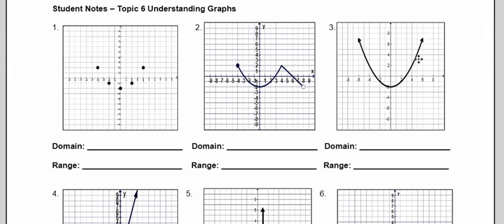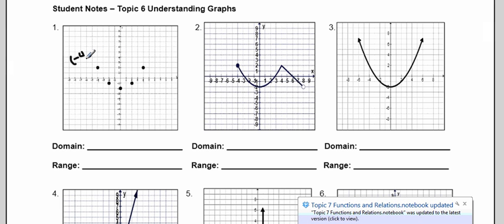Hey y'all, we're going to review some things on graphs, and let's start with domain and range. On this first graph, we just have random points plotted. To find the domain and range, we can't box it in because the graph is not continuous. This graph is discrete. So let's actually identify all of these points.